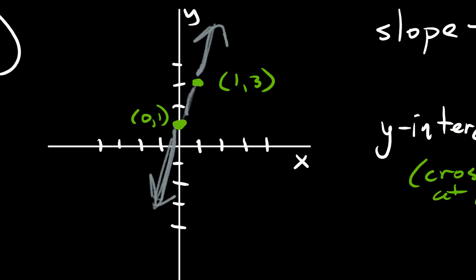If you need to find the slope between 2 points, that's where you're going to do rise over run. So going from this point to this point, I went up 2. So I went up 2 spaces. I went over, or to the right, 1 space.